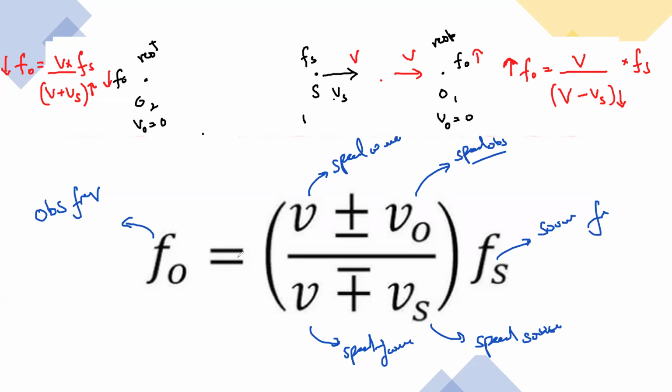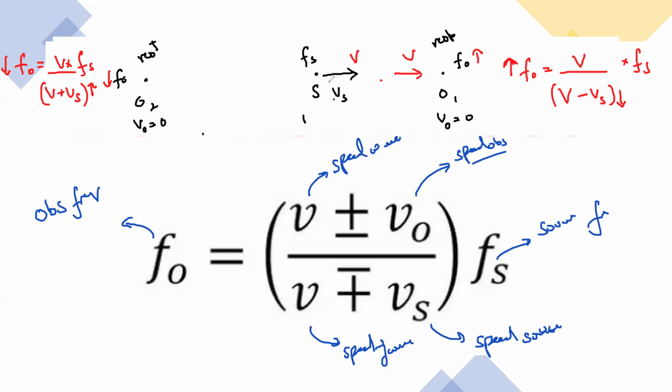Because the apparent frequency will be higher, the denominator should be smaller. Here, the apparent frequency is lower, so the denominator should be higher. Our denominator should be higher, so we'll add the source speed. Source speed is always in the denominator, and the observer speed is always in the numerator.